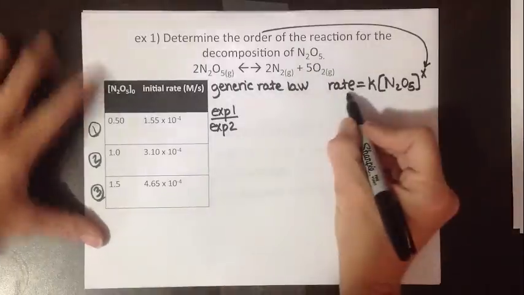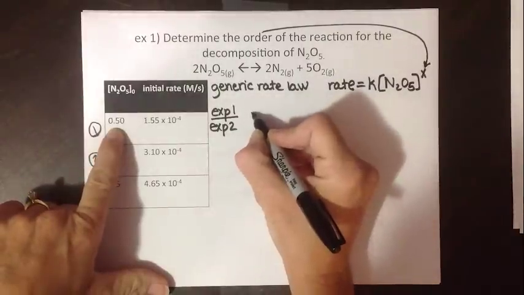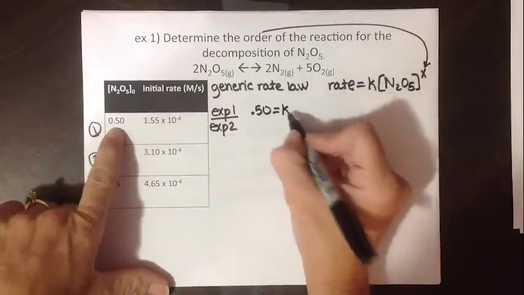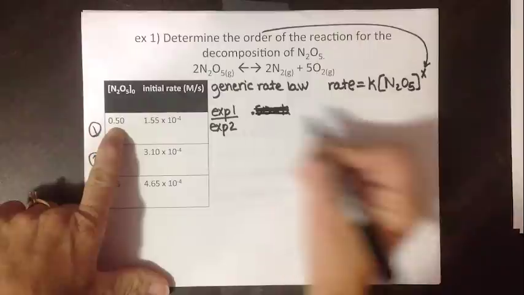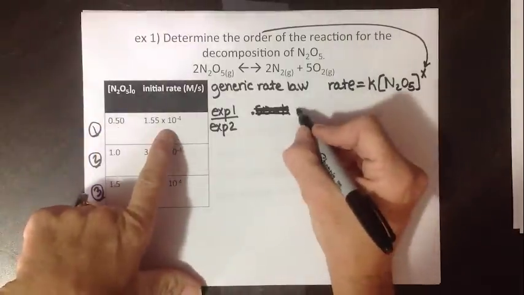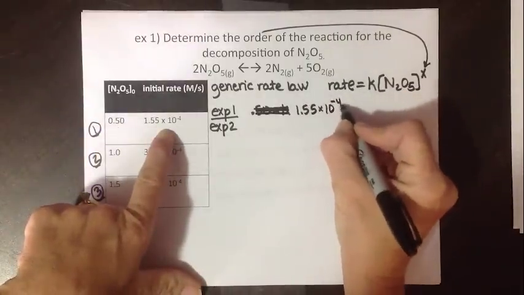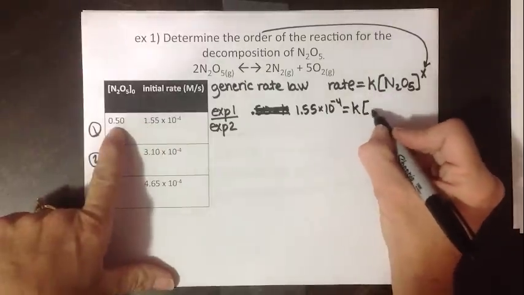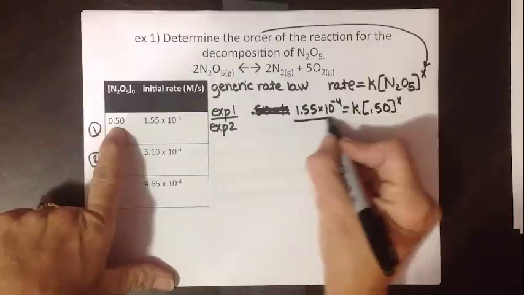So watch how this works. The rate of 1 is 0.50. The k of 1 I do not know. I just miswrote, but I'm just going to keep going. The rate of 1 is this, 1.55 times 10 to the minus 4th equals k, and then the concentration of 1 is 0.50 raised to the unknown power. Give it a big long division bar.